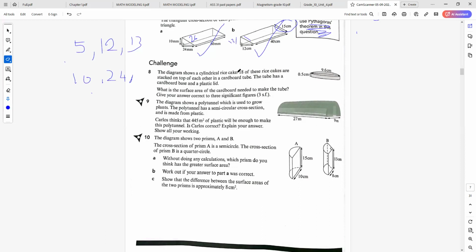Now the cylindrical rice cake. The shape of this cake is a cylinder, right? But this is flat. Now this is a flat cylinder. So here the height is very small compared to the radius. So that's why this is flat. Now we have to find the total area.